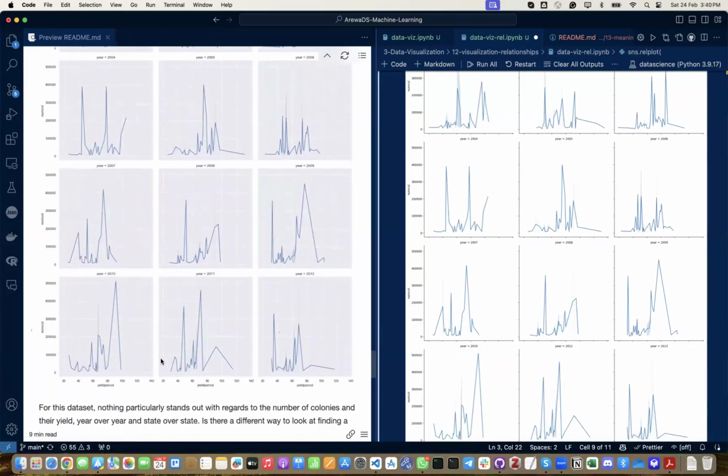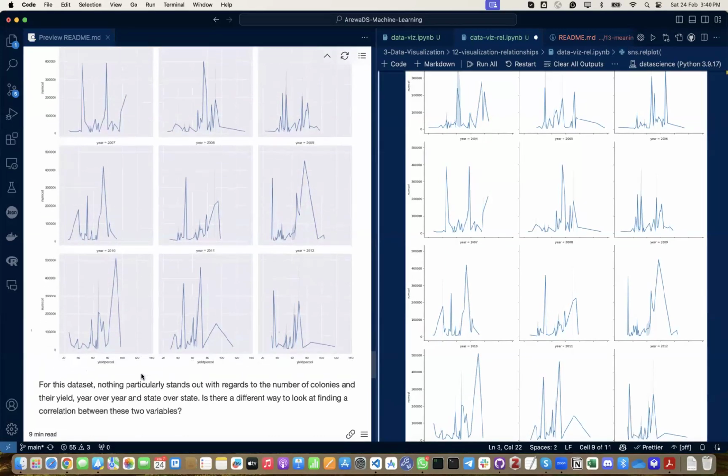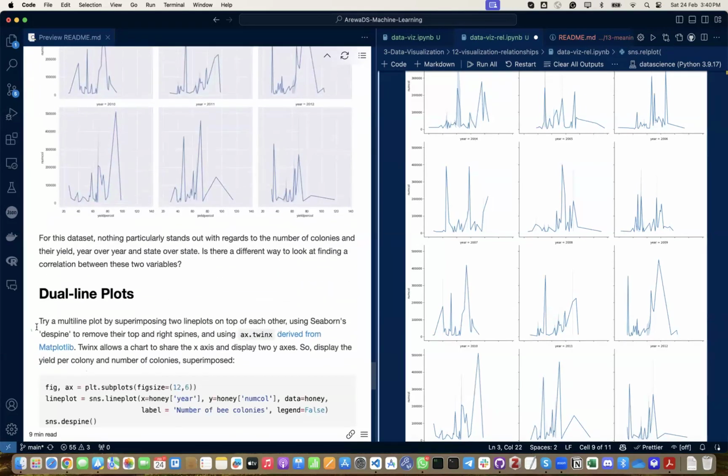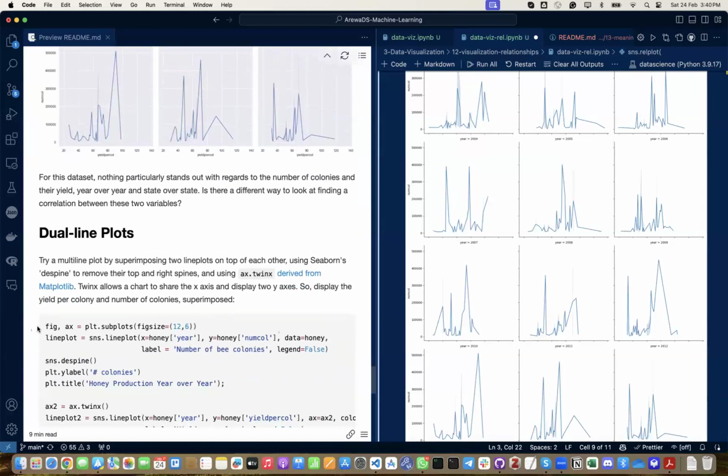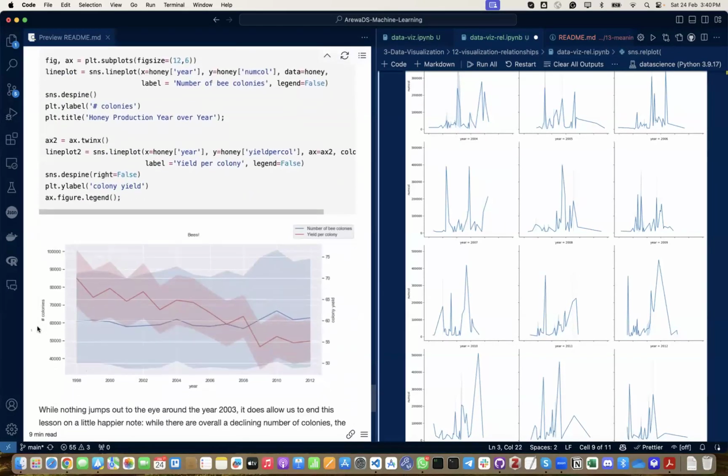So if there is any information here that you may want to find by plotting several graphs side by side, you may use facet to do that. So for this data set, nothing particularly stands out in the number of colonies and their yield year over year. So is there a different way to look at finding a correlation between the variables, the yield and the year? So there you also explore. The dual line plot superimposes two line plots on top of each other so that you can visualize some of these things.